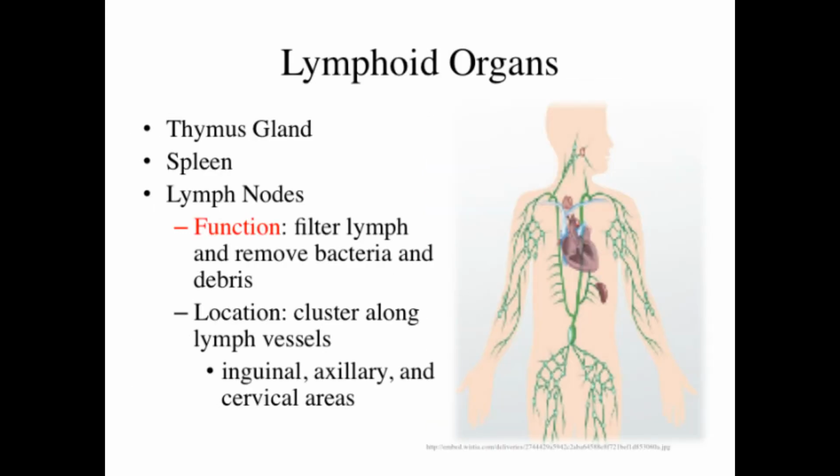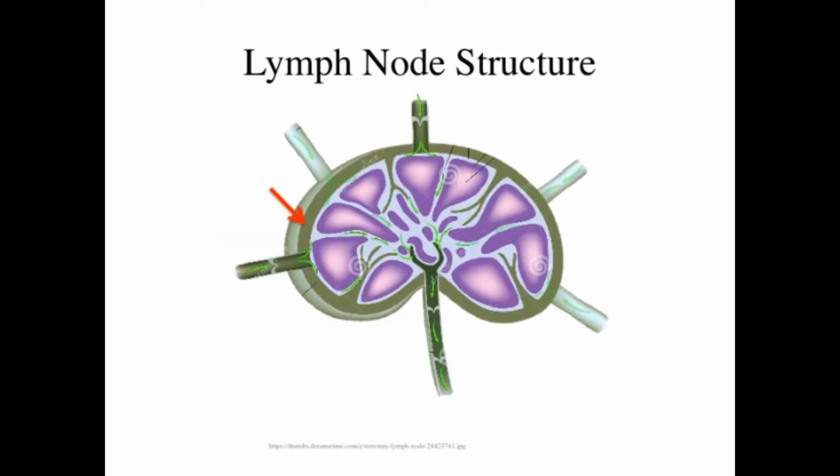Lymphoid organs include the thymus gland, spleen, and lymph nodes. Lymph nodes are spots that help activate the immune system by filtering lymph and removing bacteria and debris from the lymph vessels. These lymph nodes are located along the lymph vessels, in which they cluster, and are most notably seen in the inguinal, axillary, and cervical areas.